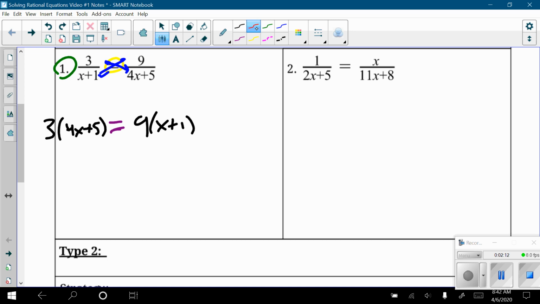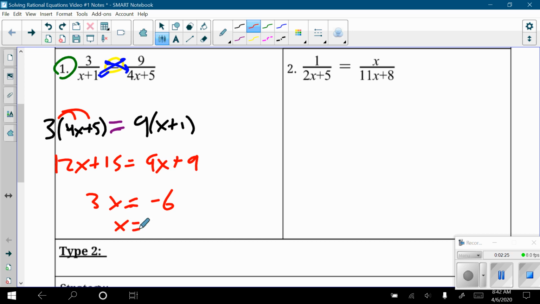Okay, no x squared. It's nothing weird. We're just going to distribute. Math, math, math. This is good old familiar, easy algebra. Subtract the 9x over, subtract 15 over. Boom, boom, boom, boom.